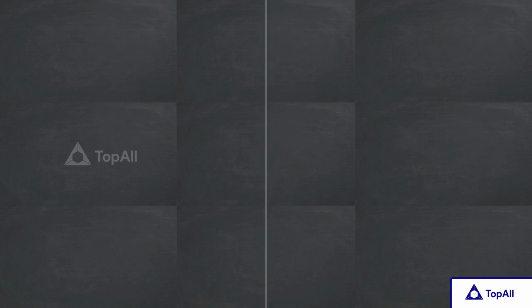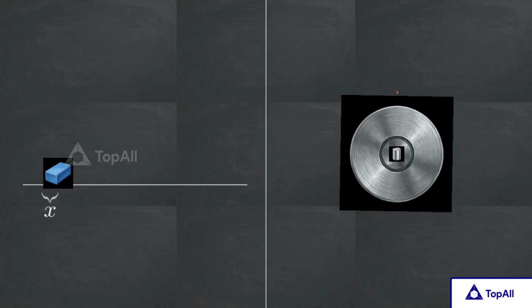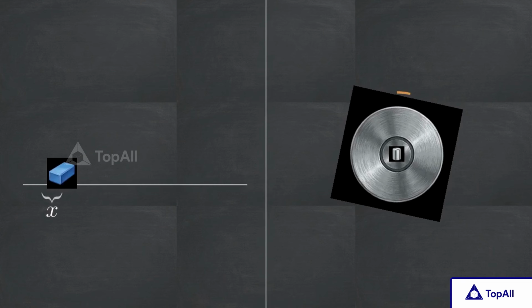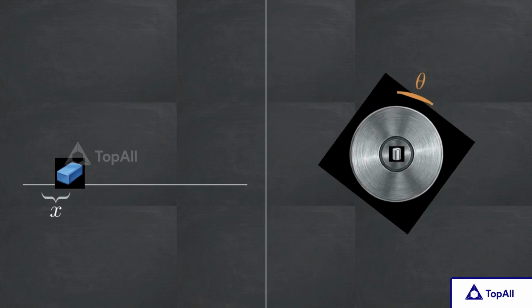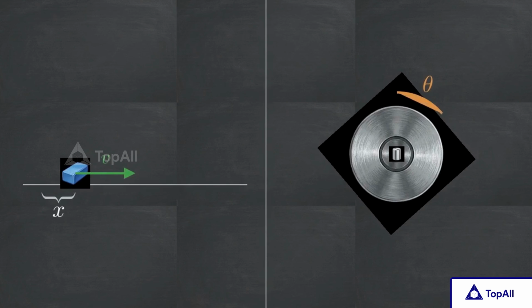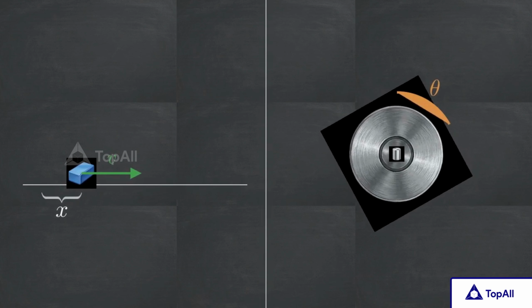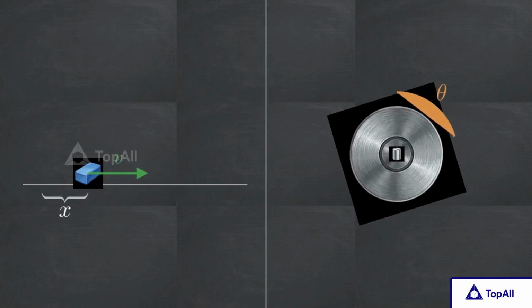Let's start with the baseline metrics. On the left, an object moves a measurable distance in a straight line, which we call linear displacement, denoted by the letter x. On the right, our rotating object turns through a specific angle. This is angular displacement, represented by the Greek letter theta. As both objects move faster, the sliding block gains linear velocity, v. The wheel, meanwhile, sweeps through its angles faster, giving it angular velocity, or omega.